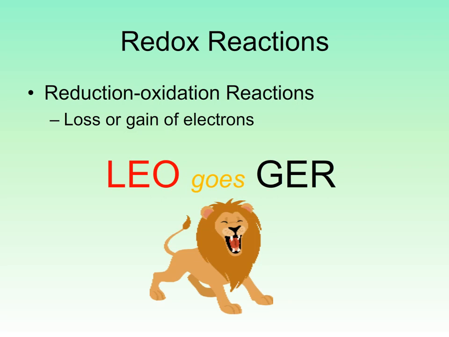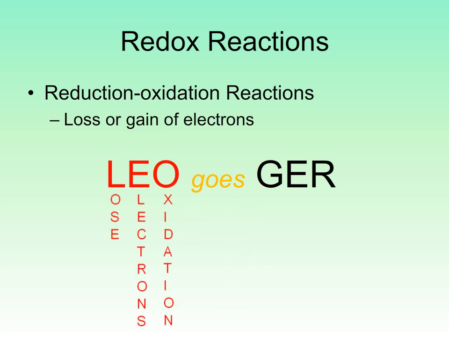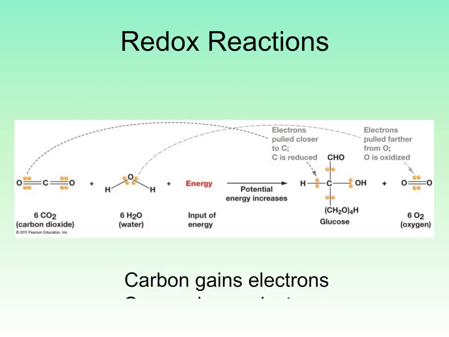You can remember this with a mnemonic device. LEO goes GER. LEO stands for lose electrons, oxidation, while GER stands for gain electrons, reduction. Let's look at an example of a redox reaction, the production of glucose. The carbon dioxide molecule is rearranged and the hydrogen atoms are added so that electrons are pulled more closely to the carbon atoms and they are reduced. The water molecule loses the hydrogens and the electrons are pulled away from the atoms, so they are oxidized.